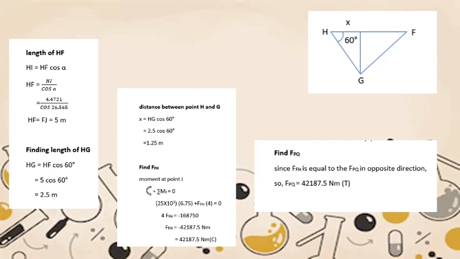Next, we can find the force of PQ, but since force of FH is equal to the force PQ but in opposite direction, we can state that force PQ is equal to 42187.5 Newton meter, which is a tension force.